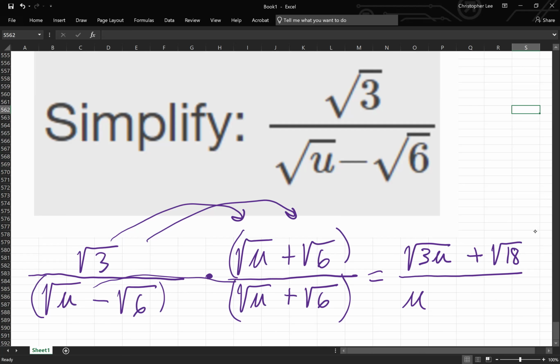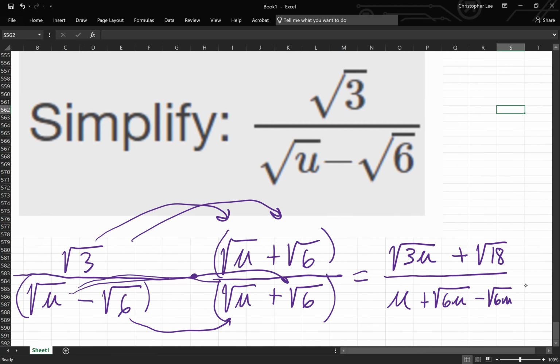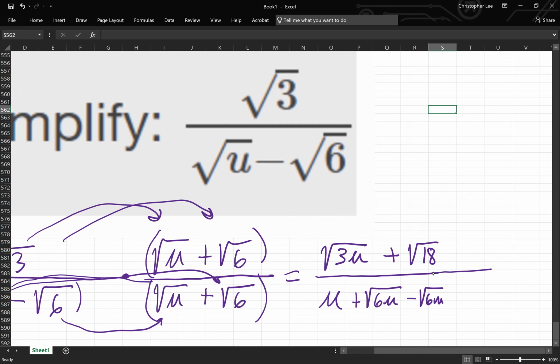Square root u squared, yes. And then the square will cancel out with the radical, leaving back just u. That's true. And then now we have square root of u times square root of 6, which becomes plus square root 6u. And negative square root 6 times positive square root u is going to give me a negative square root 6u. And then last but not least, negative square root 6 times positive square root 6 will give me a negative 6.